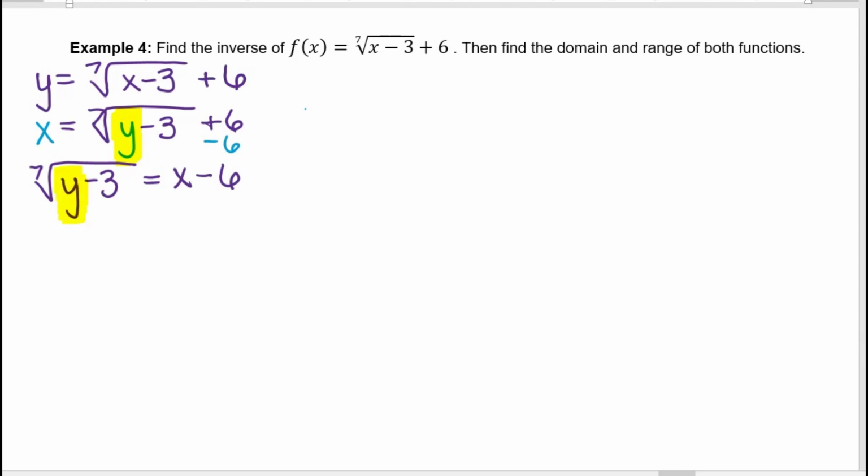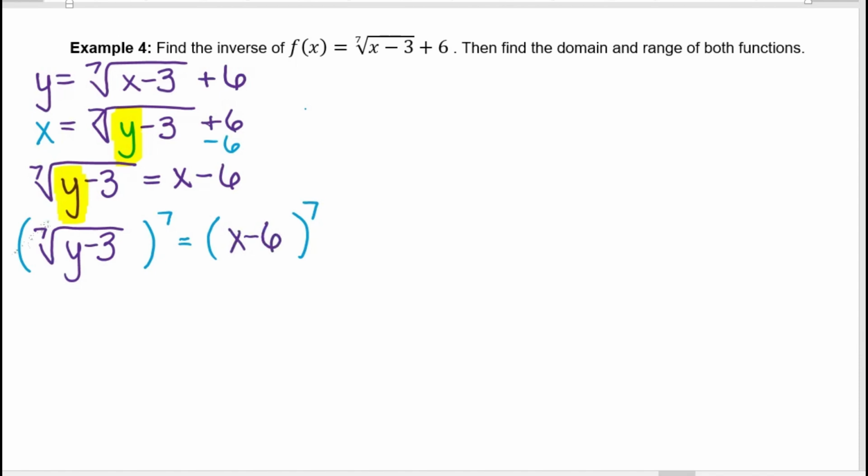And now we need to get rid of this 7th root. Remember when we had a square root, we squared both sides of the equation. If we had a square, we took a square root. Here, because we have a 7th root, we are going to take both sides to the 7th power. So on the left-hand side, we're going to have the 7th root of y minus 3, to the 7th power. Now on the right-hand side, we'll have x minus 6, to the 7th power.